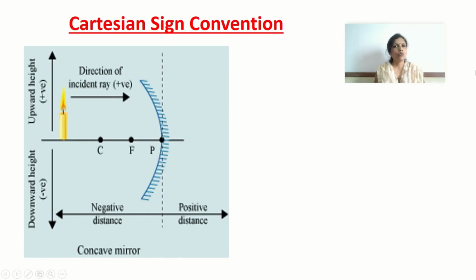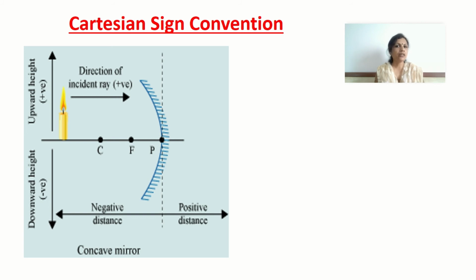Then this was the doubt asked by the students about the Cartesian sign conventions. This is very useful when we solve the numericals based on this chapter. It means that what signs we will be using for the object, the image, the object distance, image distance, object height, and image height, we will decide with the help of this Cartesian sign convention. So have a look at this Cartesian sign convention for concave mirror.